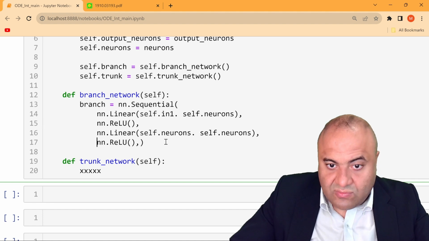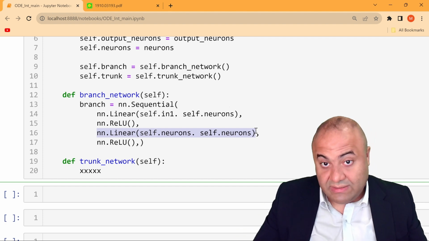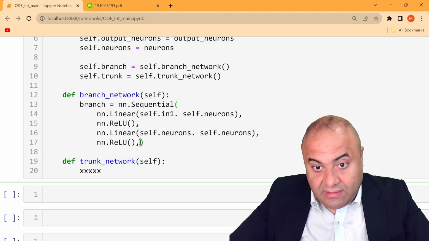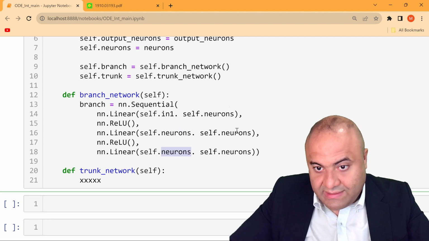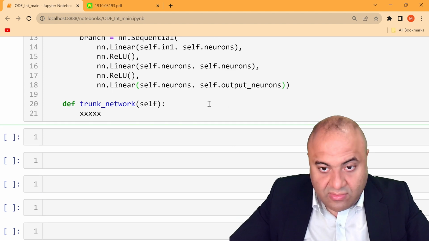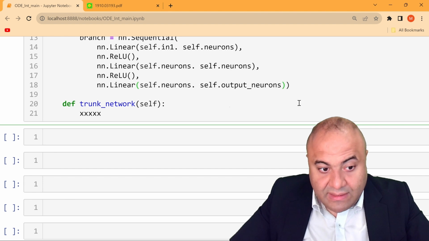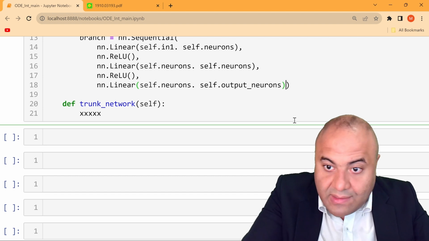And after that, we will have a linear layer, but this time it will take from the number of neurons to the output size. So we put it here, and this is going to be the same, and we will take the output neurons. That's pretty much it. We can put this one.